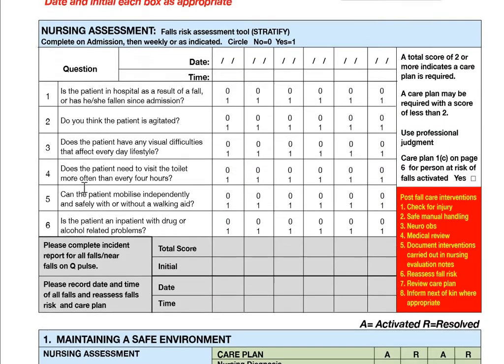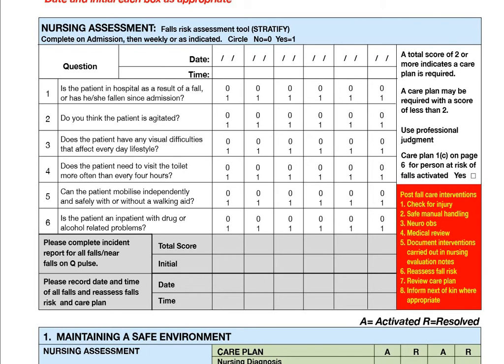And this is the Stratify falls assessment tool. So this needs to be completed on admission and then weekly or as indicated. Circle no for 0 and yes for 1. Okay, so we put in our date at the top and the time, and we go through each element here. So 1: is the patient in hospital as a result of a fall, or has he or she fallen since admission?